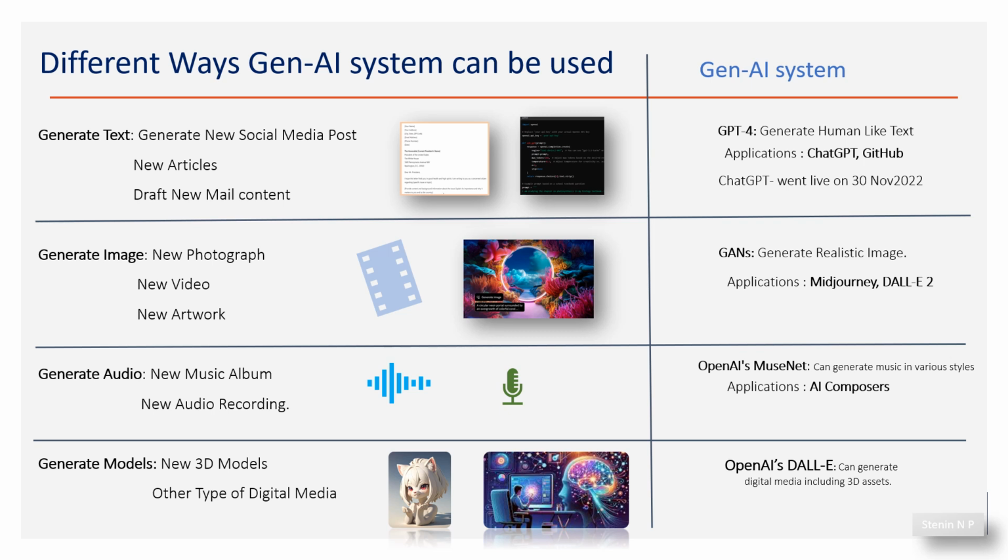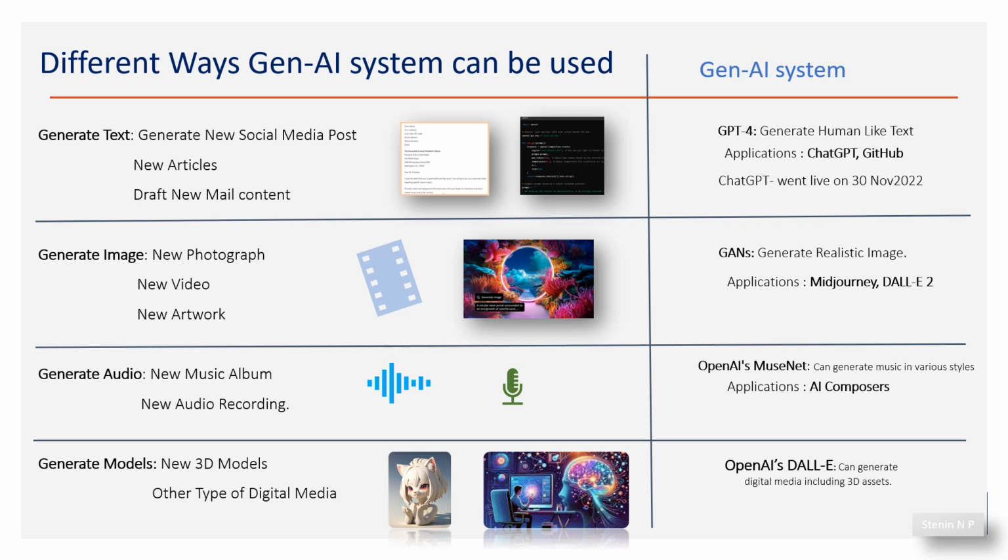And we know that this is not very old. November 2022 is when ChatGPT was introduced, right? Early. Then we have generating images. New photographs, videos, and new artworks can be generated. We have technology like GAN, generative adversarial networks, which can generate realistic images. Some of the applications we have are Midjourney and DALL-E 2.